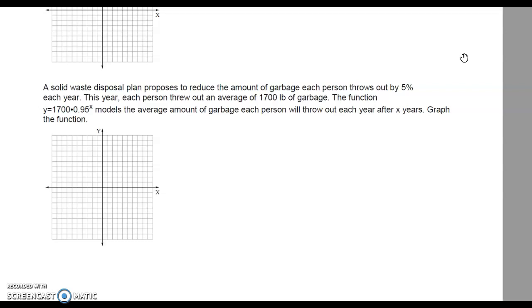Graph the function, right? So we've got y equals, it makes sense, 1,700 is what you're starting with, times 0.95 to the power of x, right? Because they're going down by 5%. So a full percent is 100, so minus 5 would be 95%, which is 0.95.